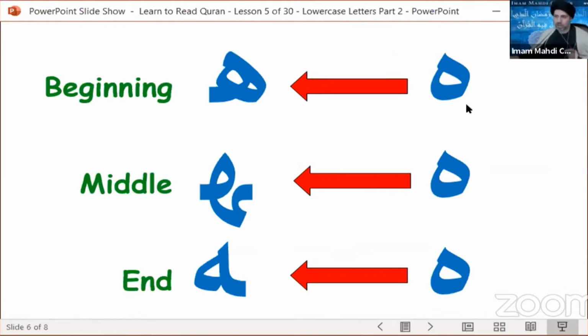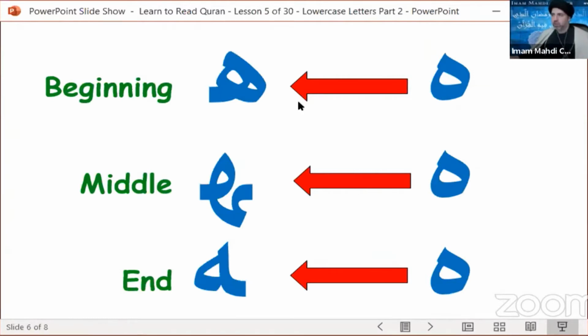When it is at the beginning of a word, when it's the first letter, then it looks like this. This is what we were practicing writing last night. This is one of the difficult forms. This is how it looks in the beginning of a word. Now, when it's in the middle of a word, it has this second form. And when it's at the end of a word, then it has this form here.